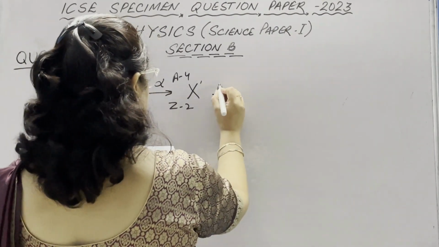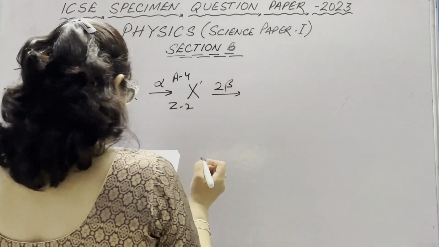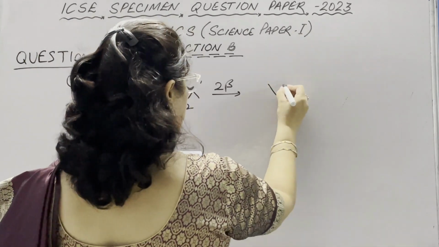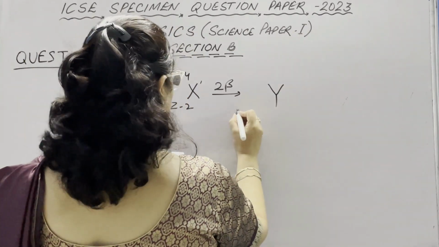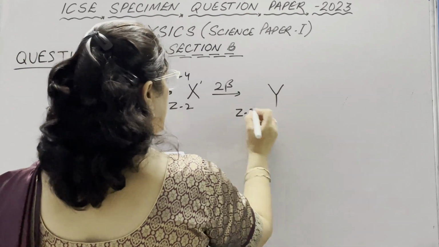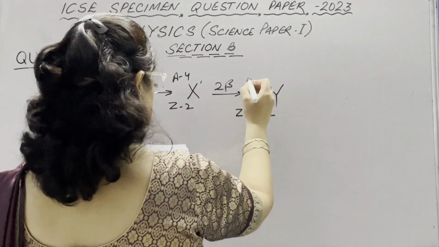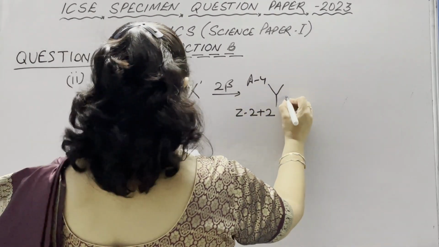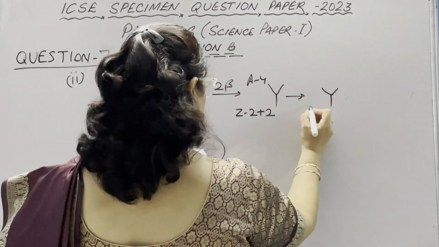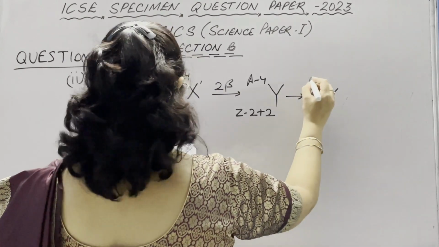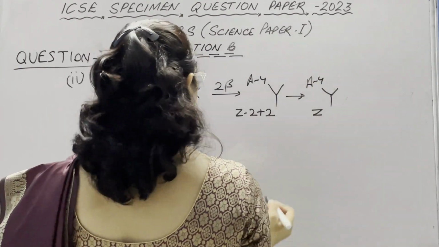But further it is given that 2 beta particles are also emitted. When 2 beta particles are emitted, then daughter nucleus Y is formed. So Z minus 2, but we know that beta particle emission means plus 1 each, so plus 2 because 2 beta particles are emitted, and the mass number remains the same. So the new daughter nucleus Y is formed with atomic number Z and mass number A minus 4.